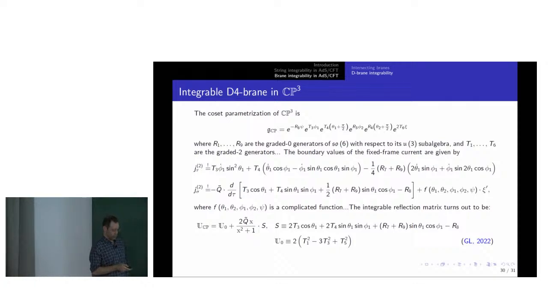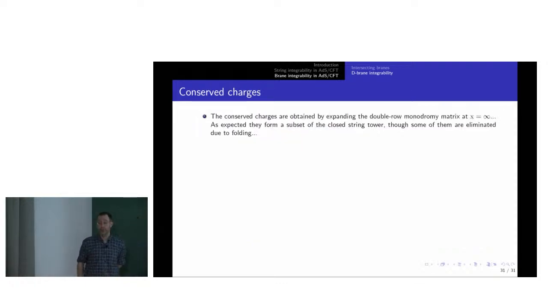and it really also reduces to the Deckel laws result for the zero flux. And that was more or less what I wanted to say. The conserved charges can be obtained, of course, by expanding the double row monodromy matrix at x equals 0. They are supposed to be independent, of course, since they are a subset of the charges in the undeformed case.